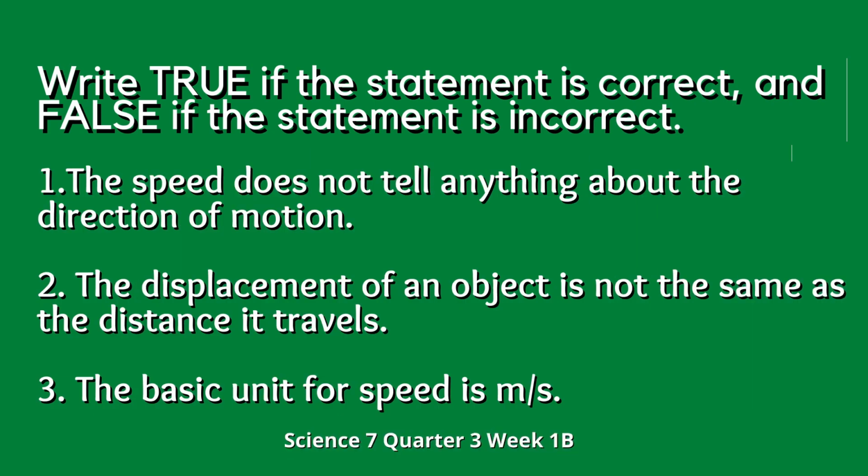Instructions. Write true if the statement is correct and false if the statement is incorrect. 1. The speed does not tell anything about the direction of motion. 2. The displacement of an object is not the same as the distance it travels. 3. The basic unit of speed is meter per second.